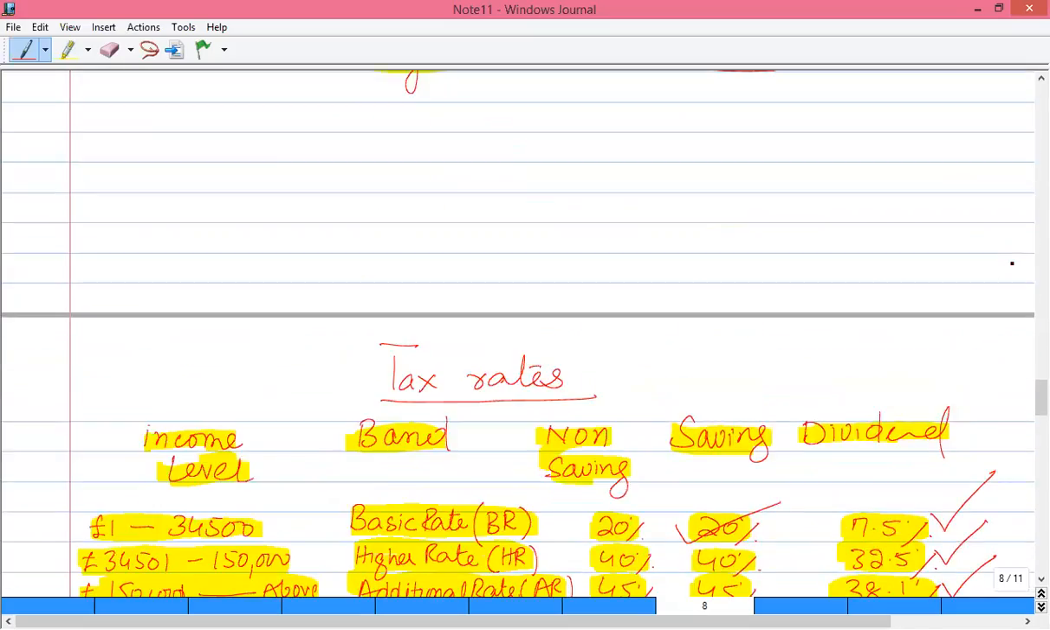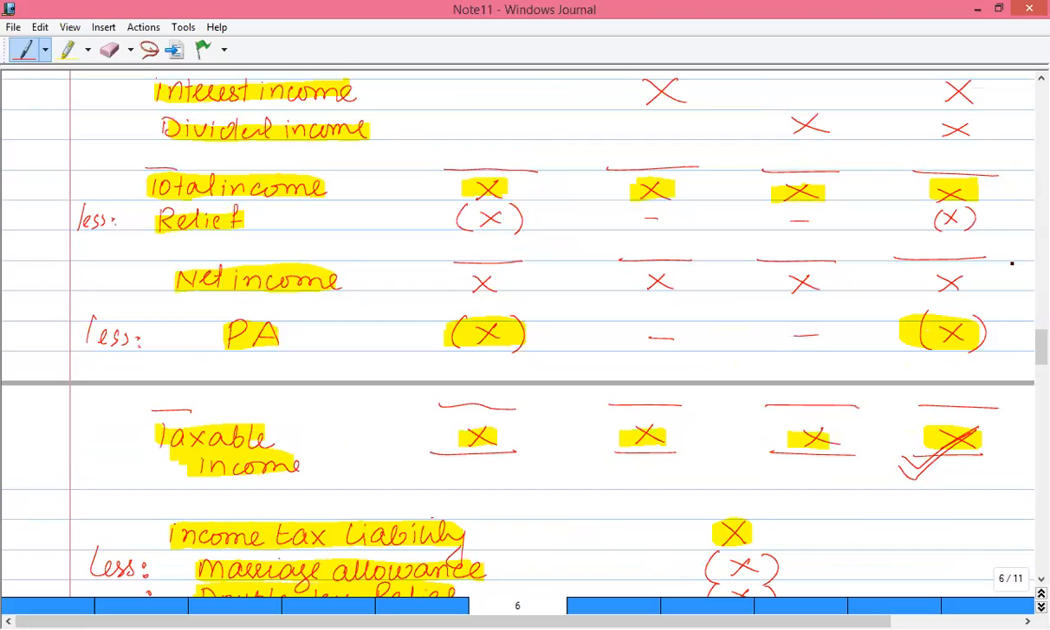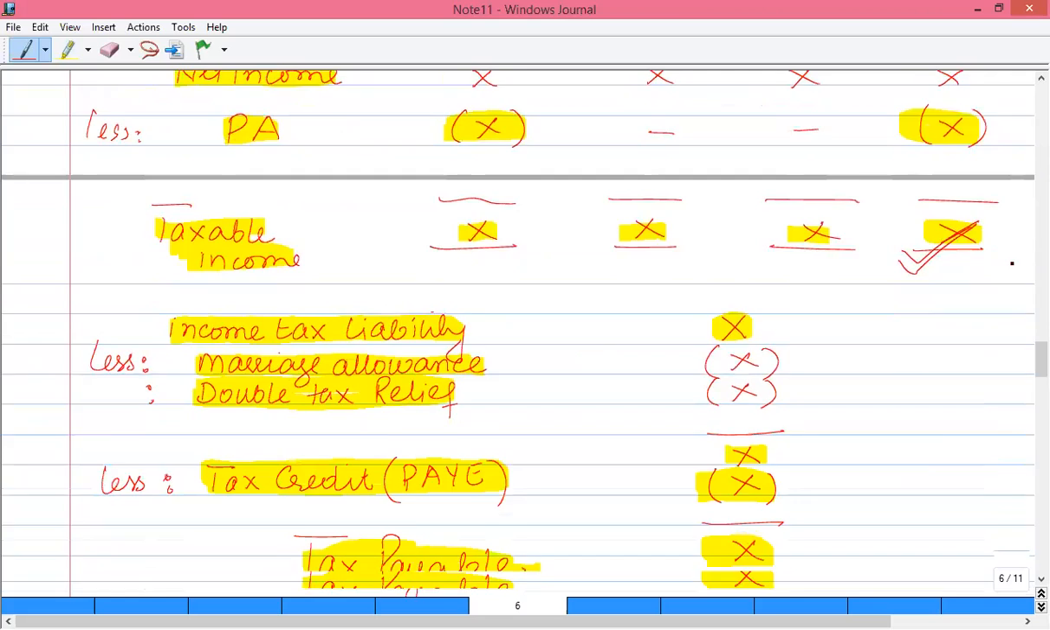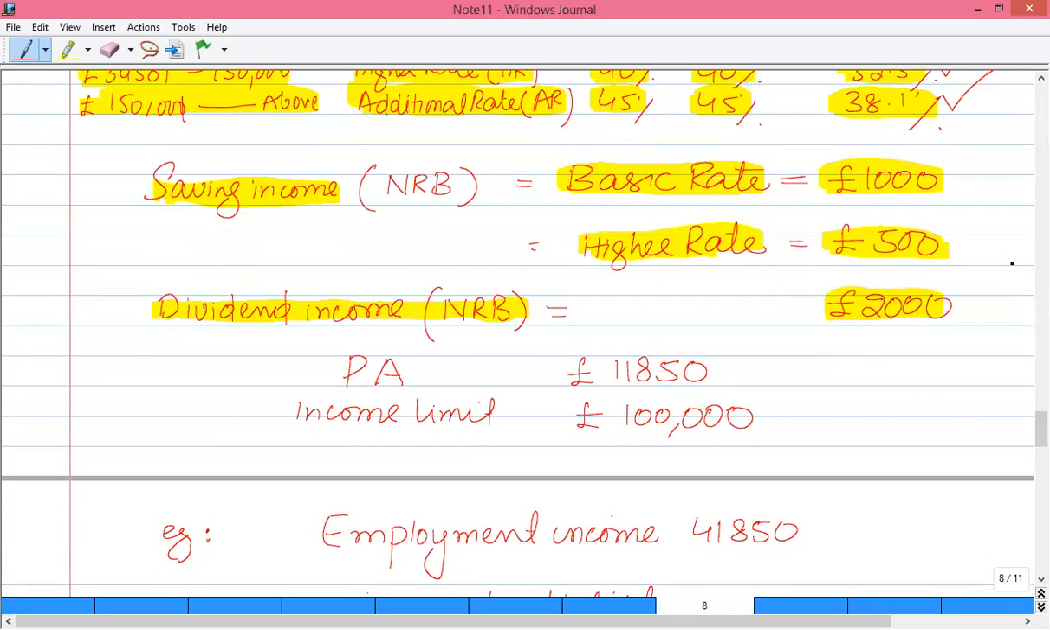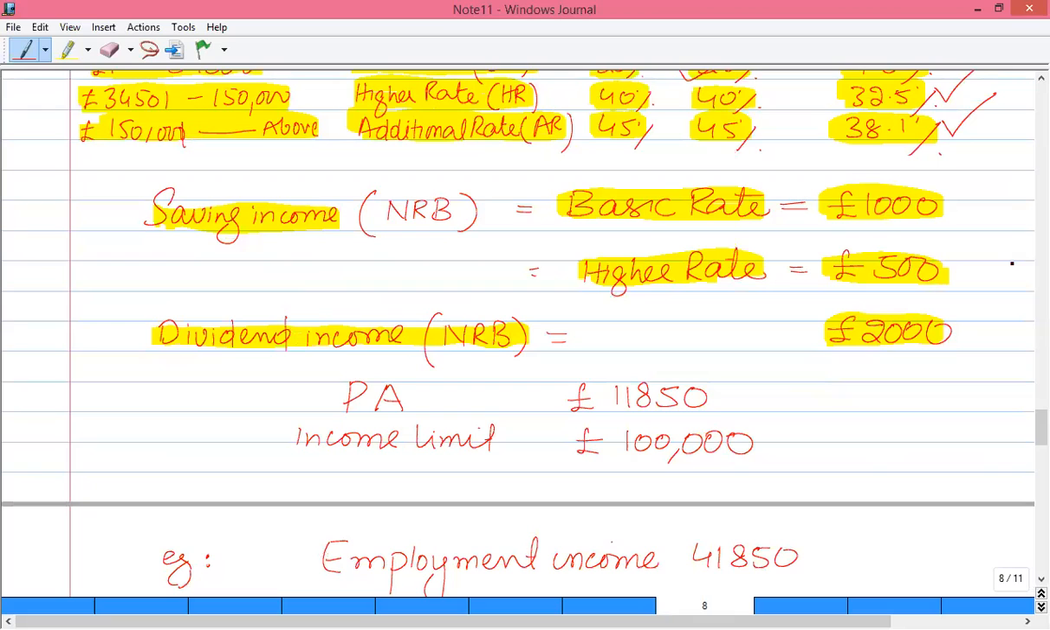As you see in the pro forma, there is a personal allowance. After deducting reliefs from the net income, you will deduct a personal allowance. What is this personal allowance? In the UK, every individual has a right to claim 11,850 as a personal allowance, and this is considered to be tax-free income.